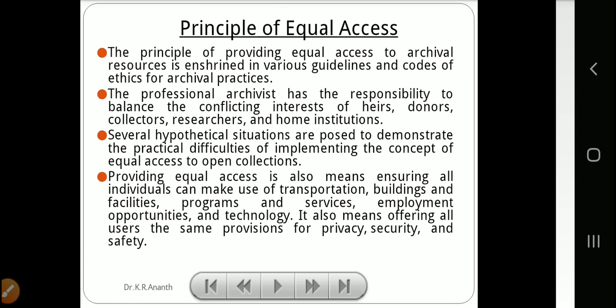Several hypothetical situations arise which demonstrate the practical difficulties of implementing the concept of equal access to the open collection. This also ensures all individuals can make use of transportation, buildings and facilities throughout the program and their services, employment opportunities and technology, which offers privacy, security and safety.